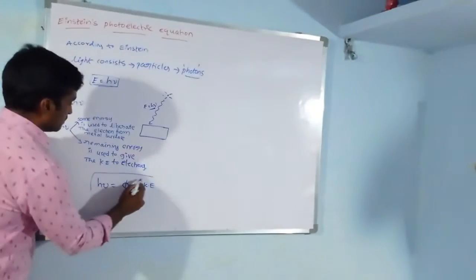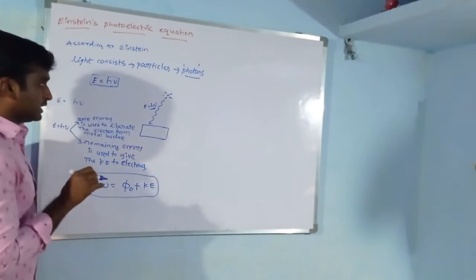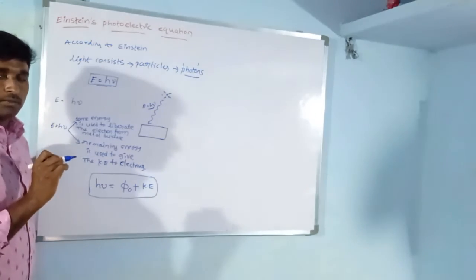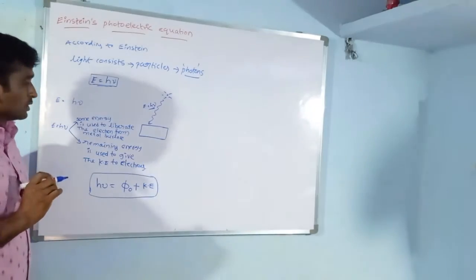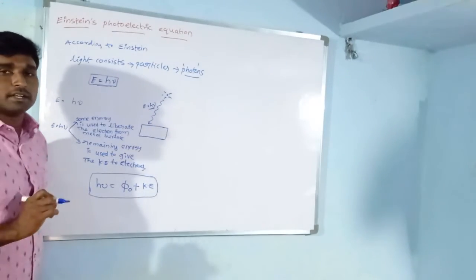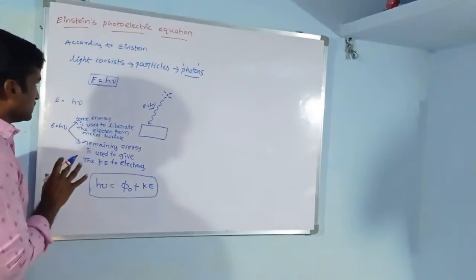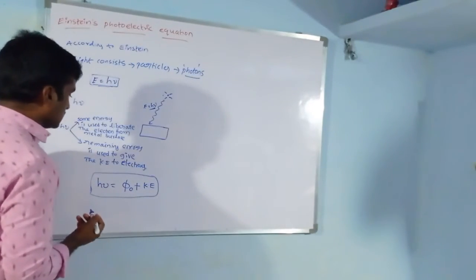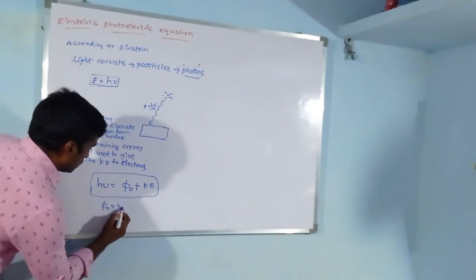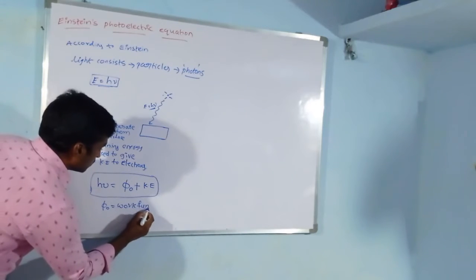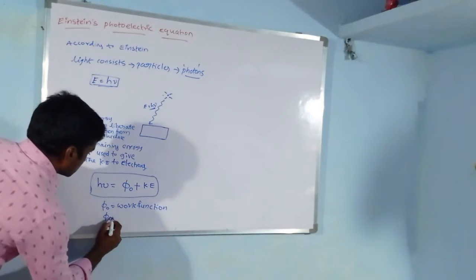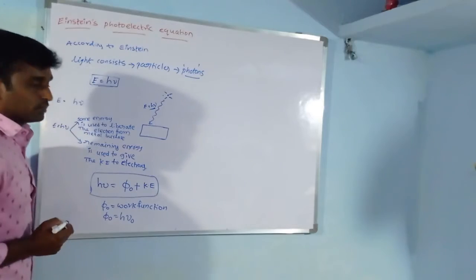To liberate the electron from the metal surface means to remove the electron from the atom. That is liberation, and the remaining energy is used to give kinetic energy to the electrons. So this is the photoelectric equation. In this equation, what is phi naught? Phi naught is the work function. We can write the work function phi naught equal to h nu naught.